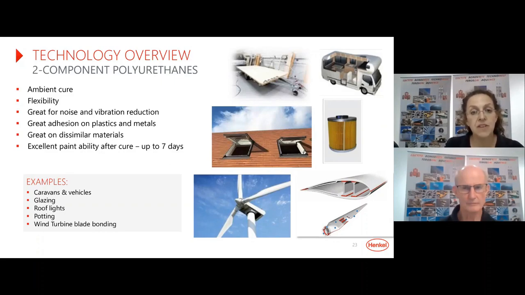Because of the durability that polyurethanes have, they've also got a lot of applications in glazing. Now we've got some traditional roof windows in place here as an example, but they're also used to bond the front windscreens into cars. And that's a safety critical application, because when the airbag goes off, the windscreen has to be able to withstand the full force of a head-on crash. And they're proven in this application.